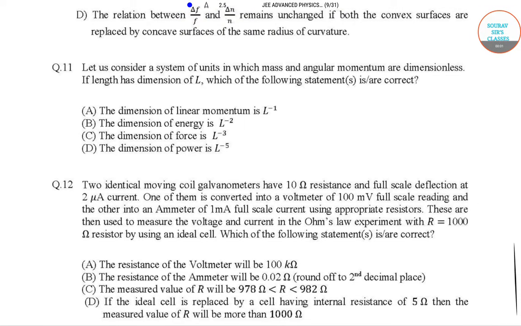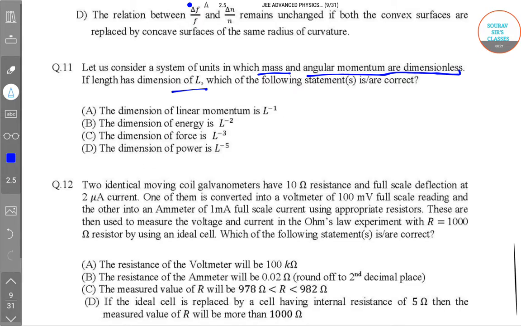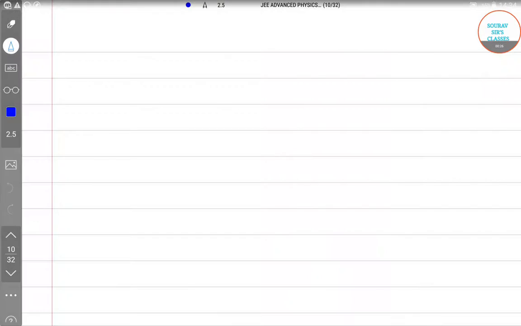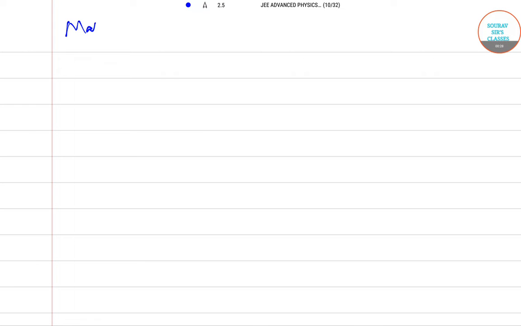Today we are solving the JEE Advanced Physics question paper 2019. Here in this question the mass and angular momentum are dimensionless. If length has dimension L, then we can write the mass is dimensionless, so mass M equals M0 L0 T0.